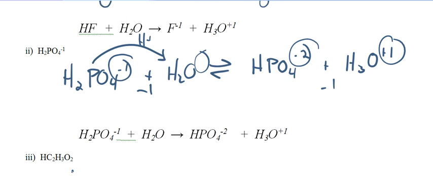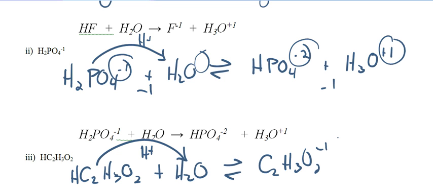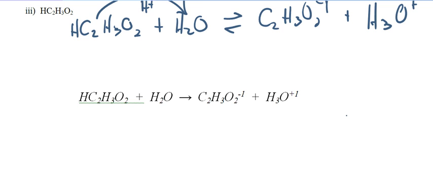Acetic acid, HC2H3O2, reacting with water. So again, it's acting as an acid, so it donates its hydrogen. So we'll have just acetate ion. And again, it's nice to know these polyatomic ions. It's a -1 there. And then we'll have H3O with a +1. Okay? I think that's all of our examples.